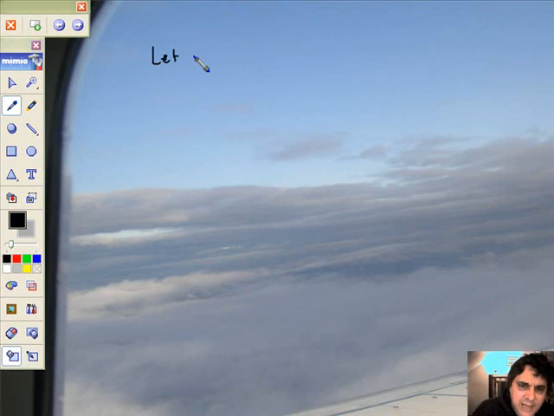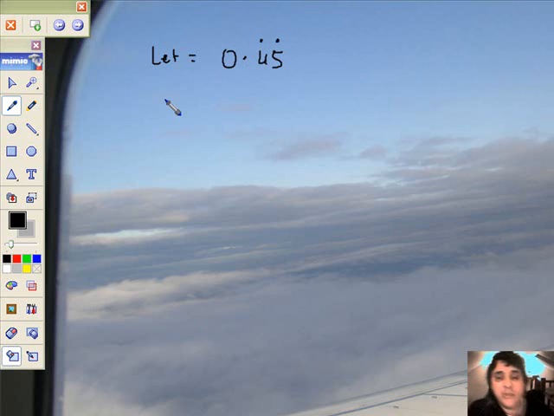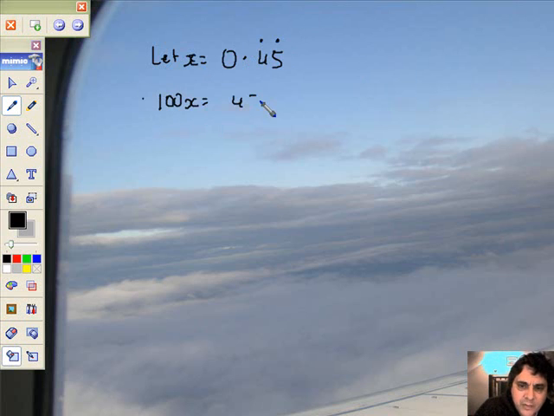Right, I'm going to let x equal 0.45 and it recurs there and there. I don't know what's going to happen, I just want to do it. So 100 x's should clear the fence quite nicely. 45.45 recurring there and there. So that take away that, I've got 99 x's equals 45 exactly because they disappear. That's quite easy actually. I chose a nice one.